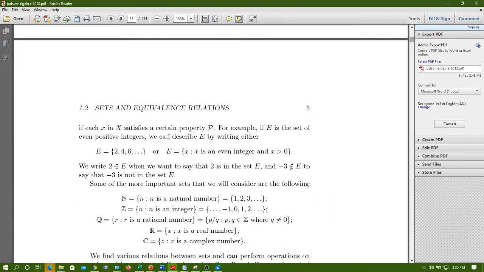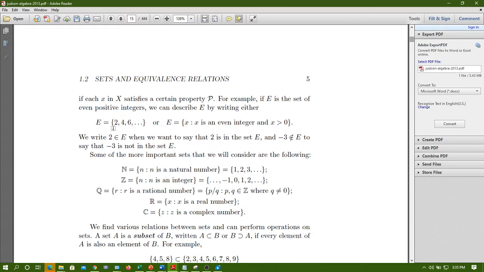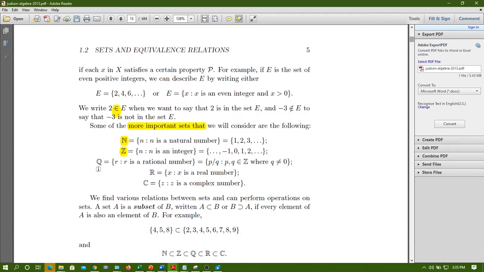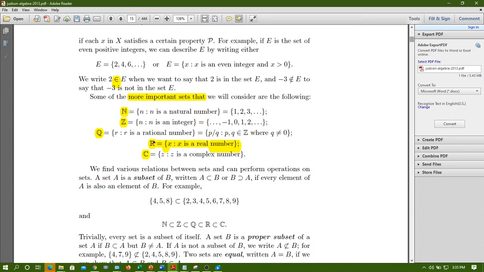We have also the notation. This one, we use to mean element of, an object. N is the set of natural numbers, Z is the set of integers. So these are the more important sets that we need to consider. Q for rational numbers, R for real numbers, and C for complex numbers. So these are common sets of numbers.